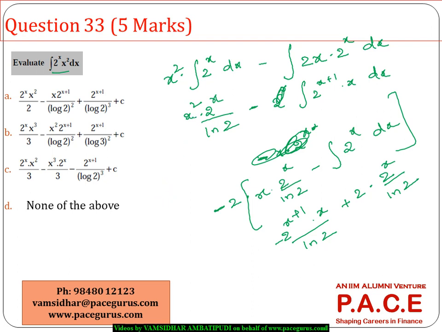Which is working out to x squared into 2 power x by log 2. So if I take out 2 power x by log 2, this is working out to x squared minus 2x plus 2. Right, let me simplify it again.